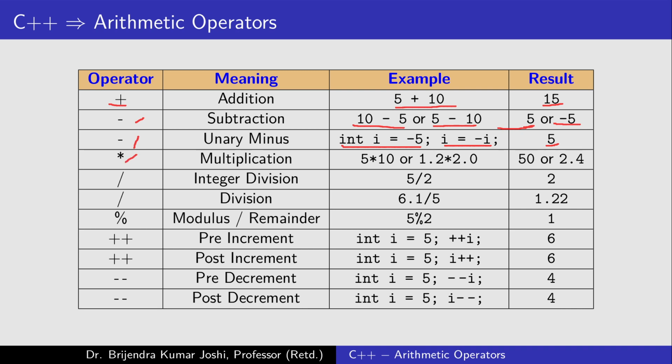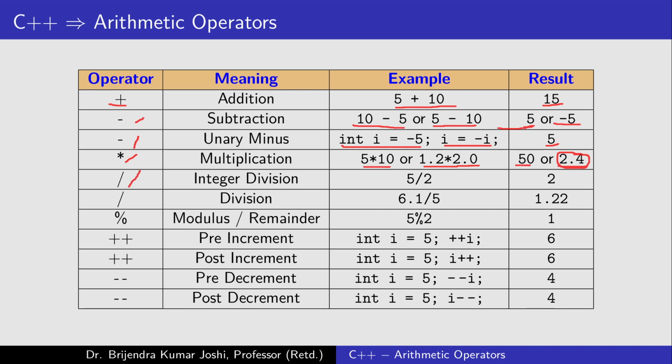Next one is multiplication. For normal integer multiplication, the result would be this one, or for real multiplication, the result is expected to be 2.4 in this case. But remember, here I have shown that the result would be 2.4, but in the standard setup in C++, it would print 5 more digits after the 4. So by default, C++ would produce 6 digits after the decimal point.